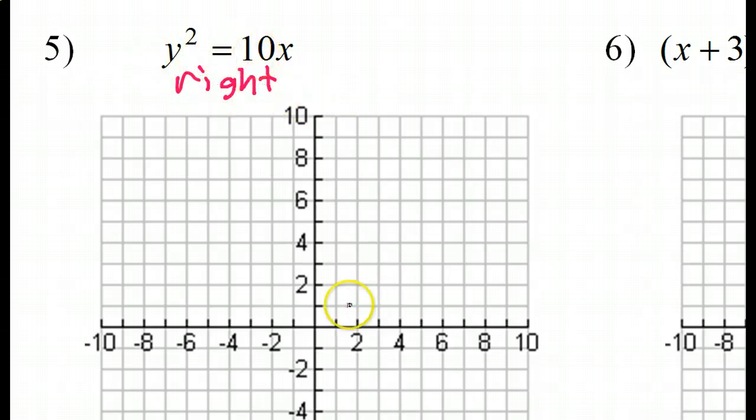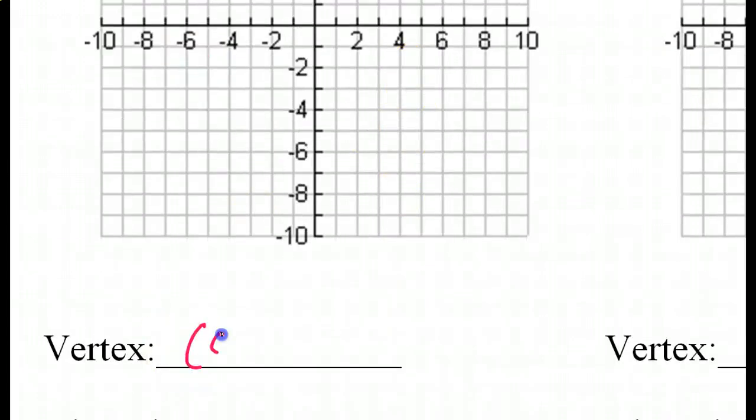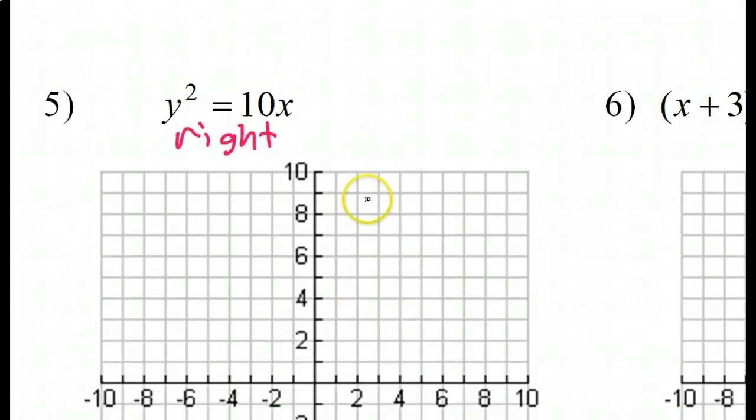Now we need that vertex. See how there's nothing being added or subtracted? That means this must be like x plus 0. And same with the y. This must be like y plus 0 squared. Okay? So if you just see a y squared or an x, those are zeros in terms of the vertex. So this one is at the origin. It's just 0, 0. So fine, there's our vertex at 0, 0.